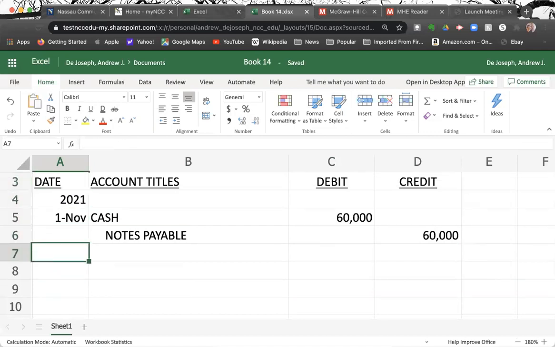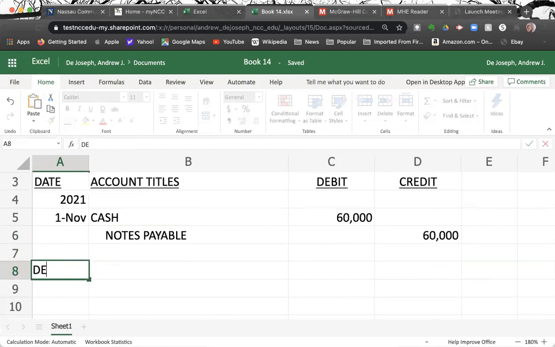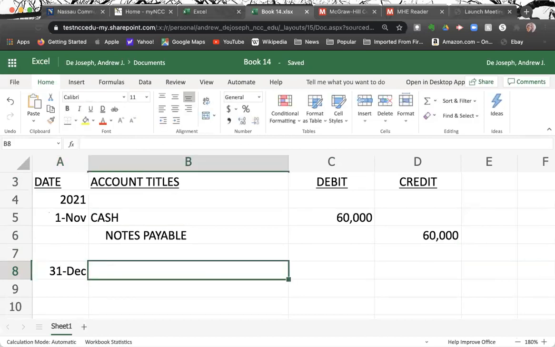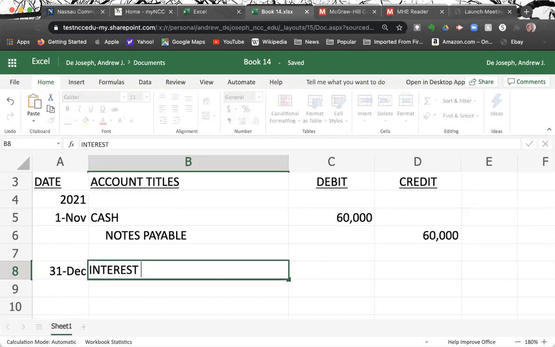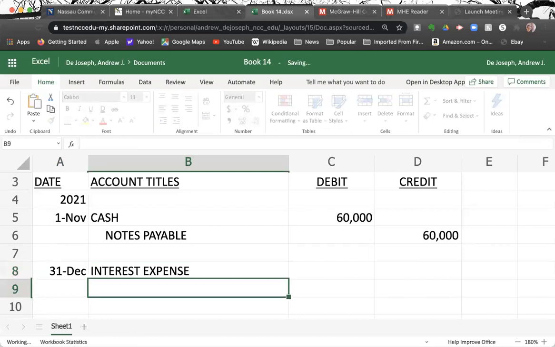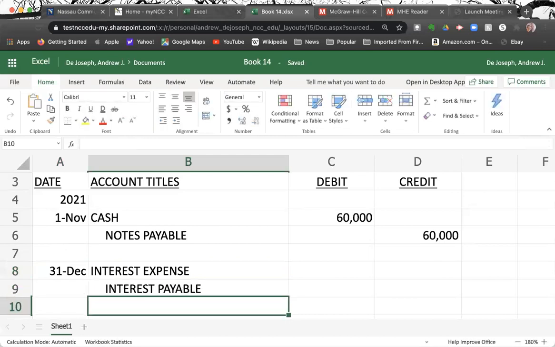All right, now the next date that's important is December 31st. Now on December 31st, I know I'm going to debit interest expense and credit interest payable. Right? I mean, I know I'm going to do that. But I don't know the numbers. I have to work the numbers out.